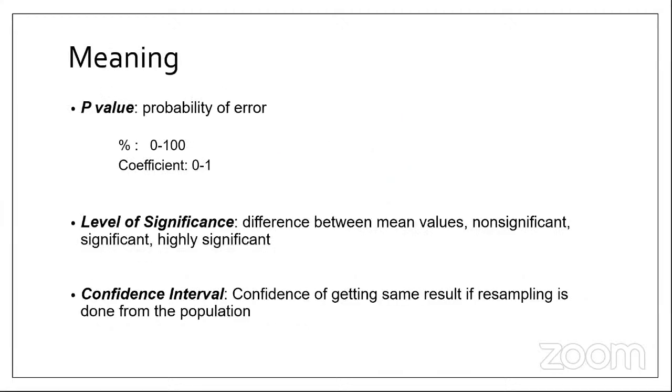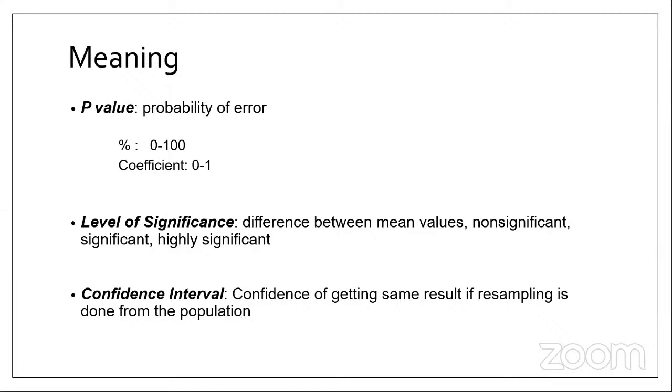So there are three parameters in the level of significance. First is probability of error. The probability of error you can represent in two different ways, either by a percentage value, which ranges from 0 to 100, or you can represent the probability of error using a coefficient which ranges from 0 to 1. So 0.5 or 0.6, 0.7, in this way you can have a coefficient value.